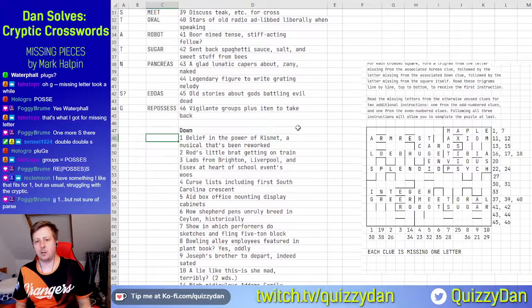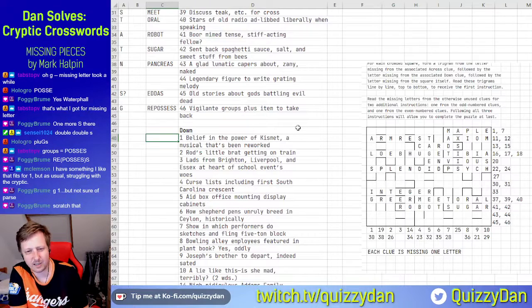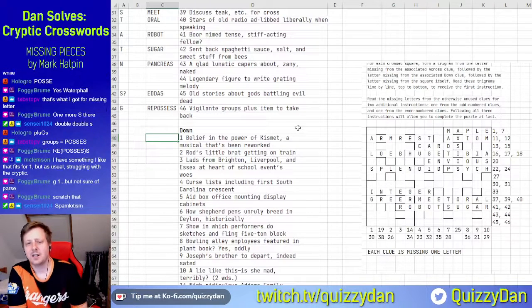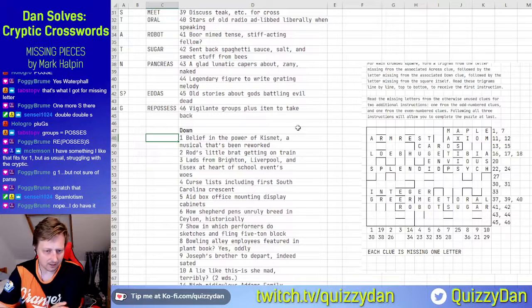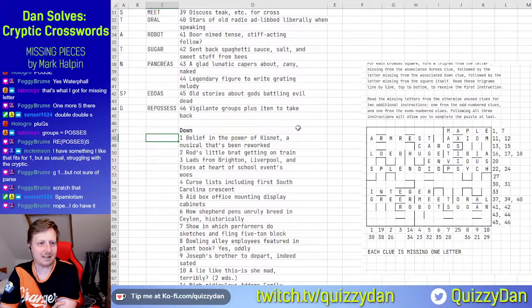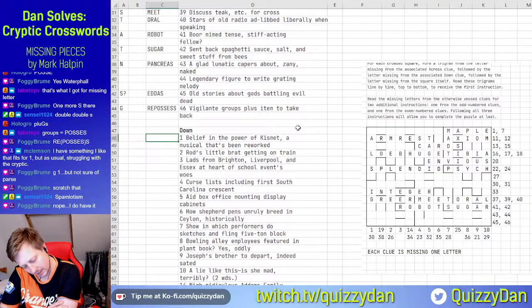Belief in the power of Kismet. I feel like something will change there. A musical. It's got to be an anagram of a musical plus a letter. Okay, Foggy, what do you think it is?